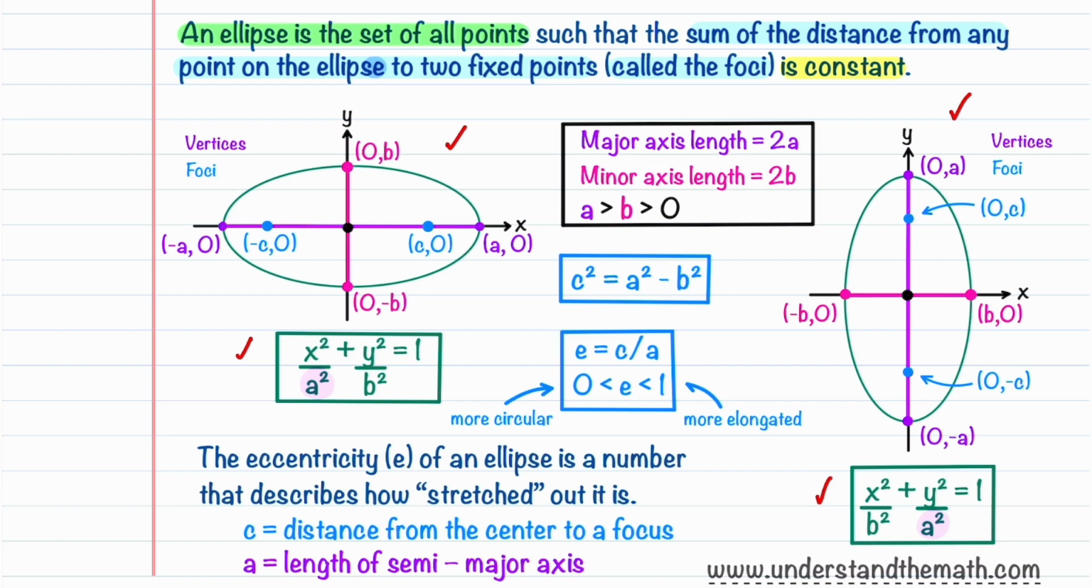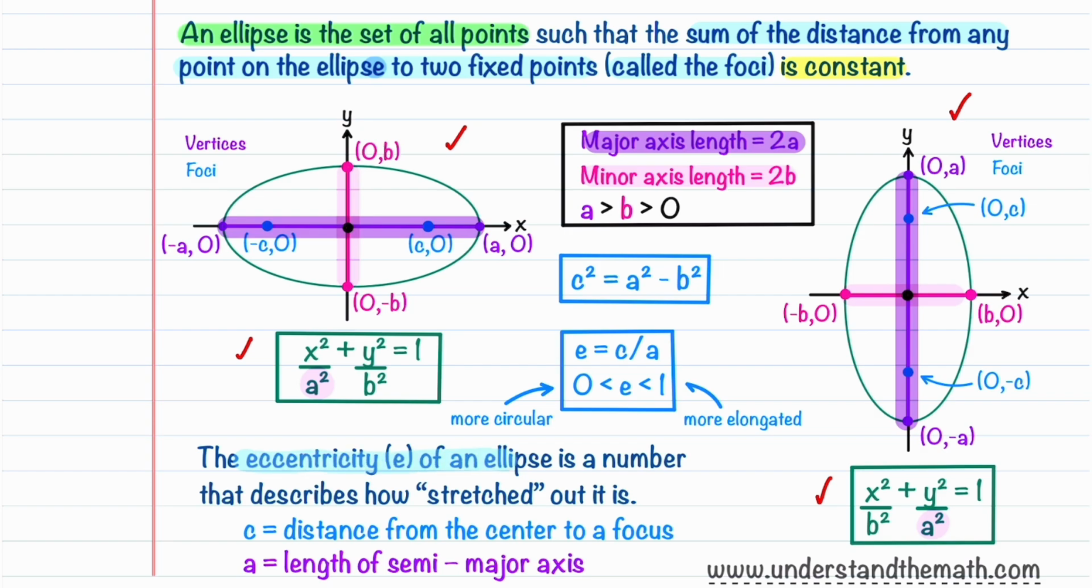In both of these ellipses, the major axis has a length equal to 2a, and that's this axis right here, or right here. And then the minor axis has a length of 2b, and the minor axis is either here or here. Let's now talk about what's called the eccentricity.